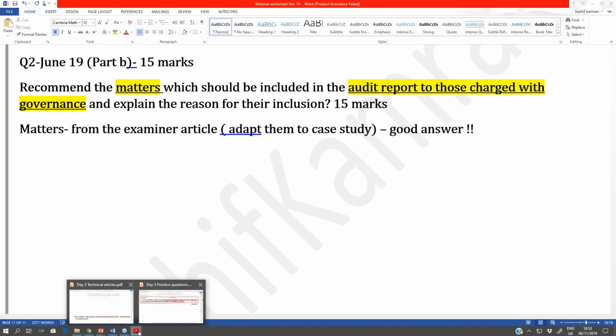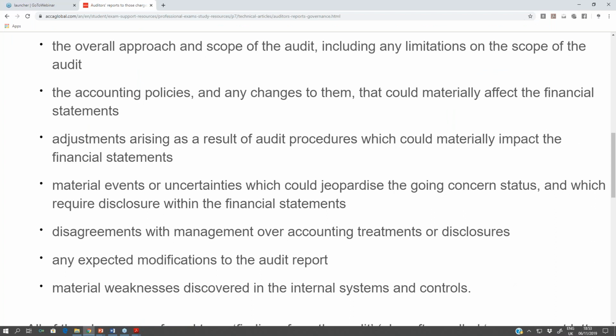See the examples. The first example, the examiner says the overall approach and scope of the audit, including any limitation on the scope of the audit. So in the report to those charged with governance, you will be telling any limitation on scope of the audit.